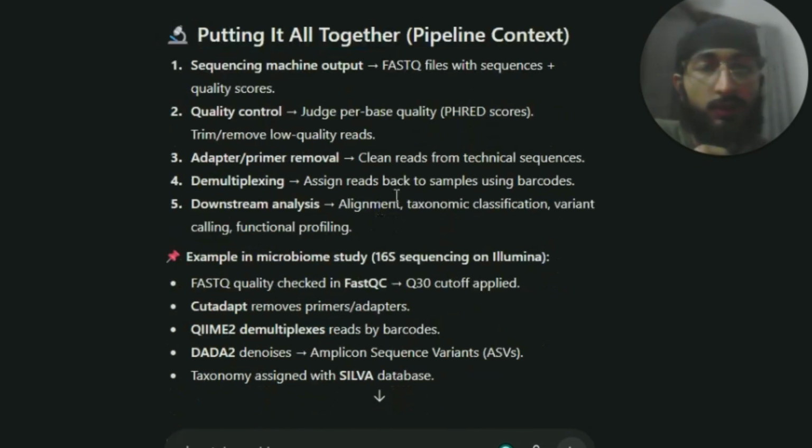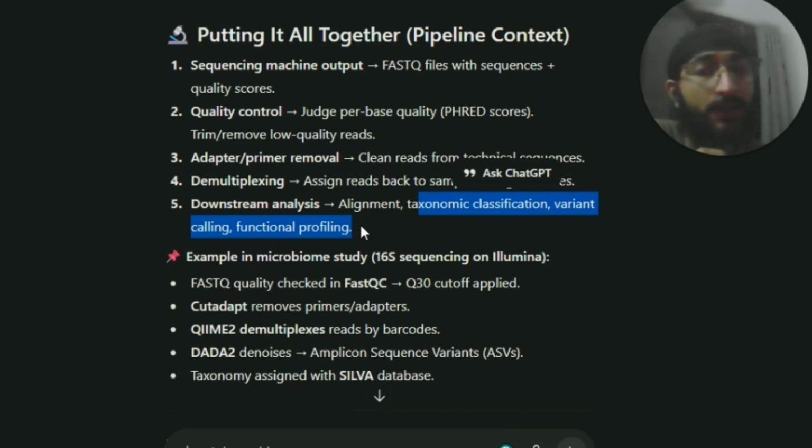Putting it all together, the pipeline: the sequencing machine outputs FASTQ files with sequences plus the quality scores. Quality control, where we check the per base quality using Phred scores, which have been assigned ASCII values. Trim or remove low quality reads. Then we have the adapter and primer removal, to clean reads of technical sequences, then perform demultiplexing, that is assign reads back to samples using barcodes, and then downstream analysis like alignment, taxonomic classification, variant calling, and functional profiling, right?